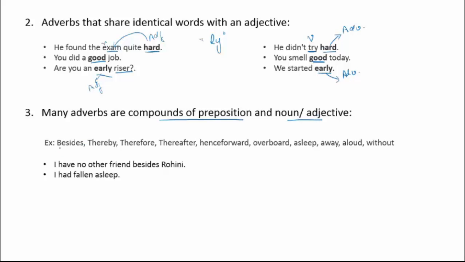Many adverbs are compounds of preposition and noun or preposition and adjective. So, for example, besides, thereby. It's a combination of two words, there and by. Therefore, thereafter, henceforward, overboard, asleep, away, allowed, without. There are a lot of adverbs which are combinations of words. For example, let's see some sentences. I have no other friend besides Rohini. Besides over here is an adverb. I had fallen asleep. Asleep over here is an adverb.